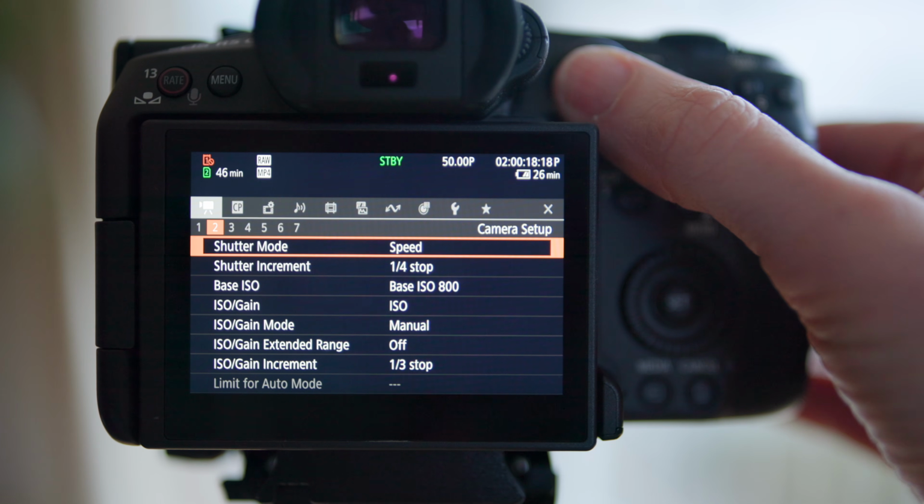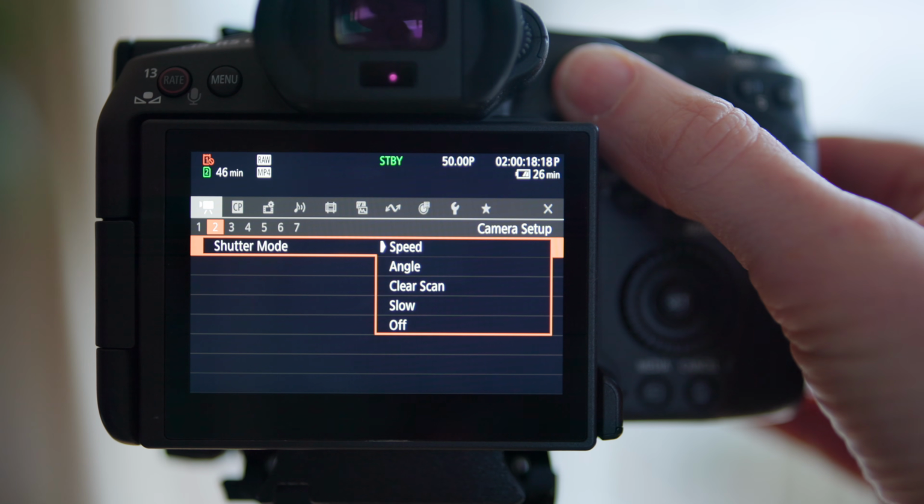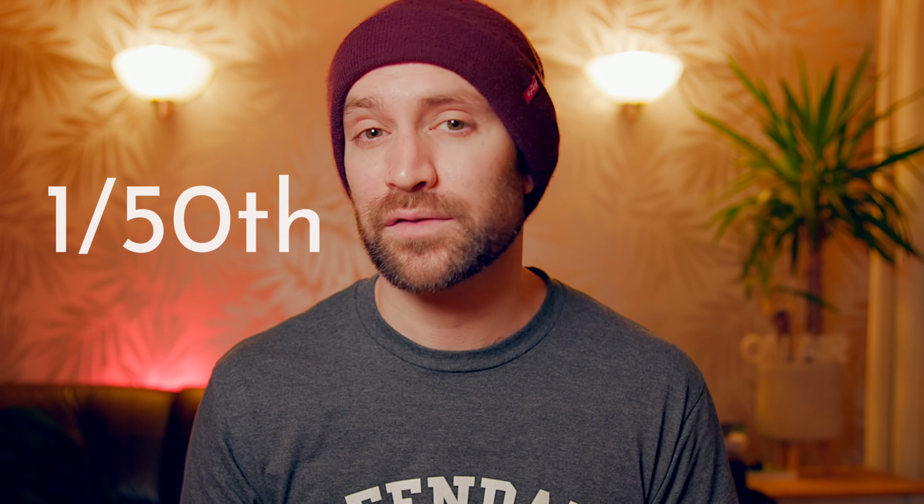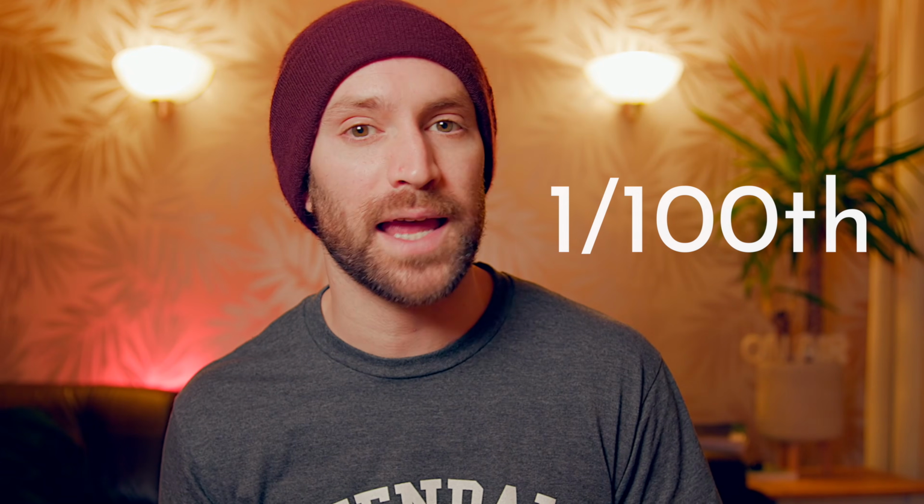So first up on the menu under shutter modes, we have shutter speed. Now, a lot of photographers will be very familiar with this. This is basically the amount of time that your shutter is open. The way it is measured is usually in fractions. So for example, you're shooting in 1/50th of a second or 1/100th of a second, and it can go into full seconds depending on the kind of photography that you're doing.